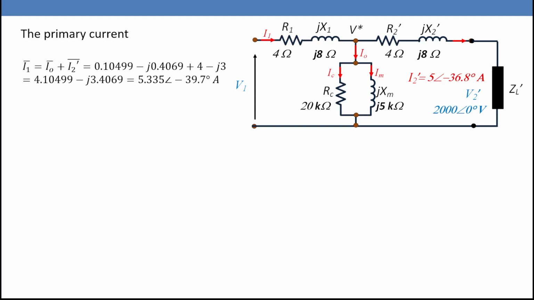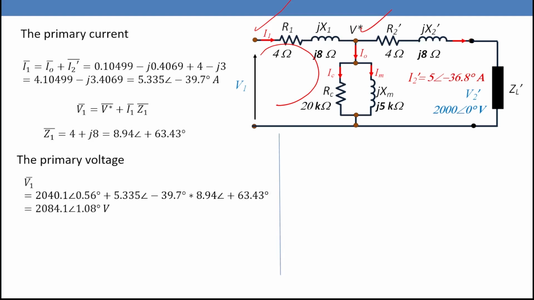So the voltage V1 can be calculated using Kirchhoff voltage law in this loop. Now we know V star and we know I1, so we can calculate V1, where V1 equals V star plus I1 Z1. What is Z1? 4 plus j8 equals 8.94 angle 63.43 ohms. So the primary voltage, if we use this equation, will be 2084.1 angle 1.08 degrees volt.